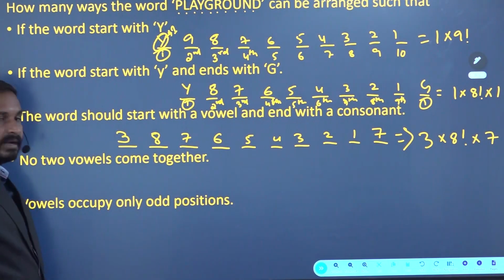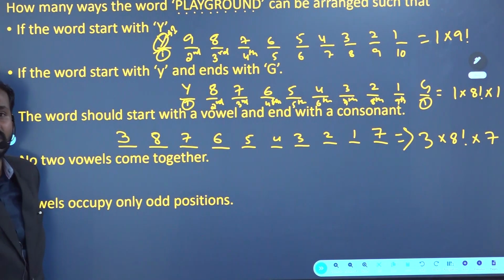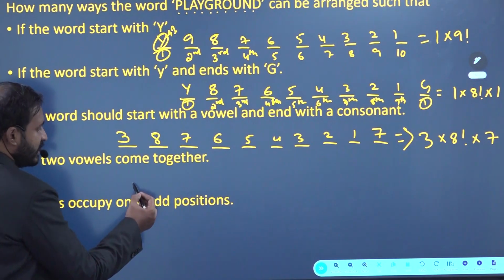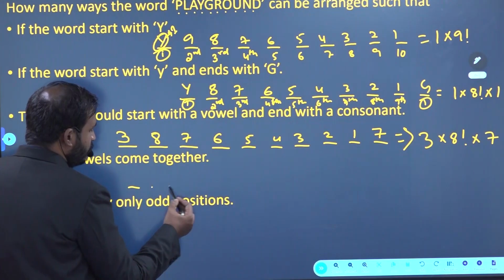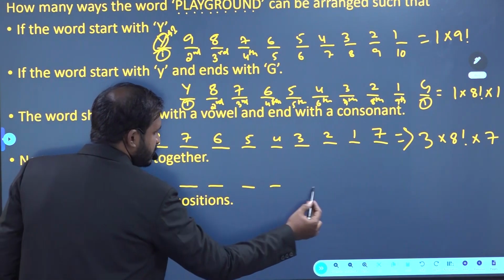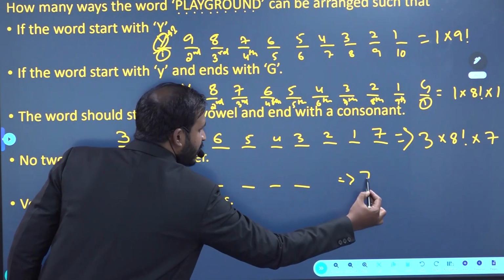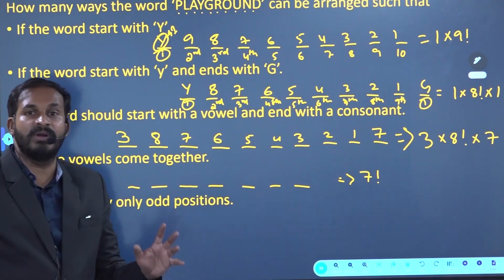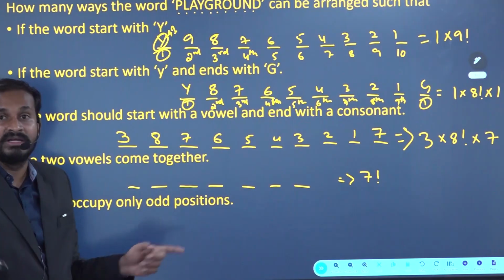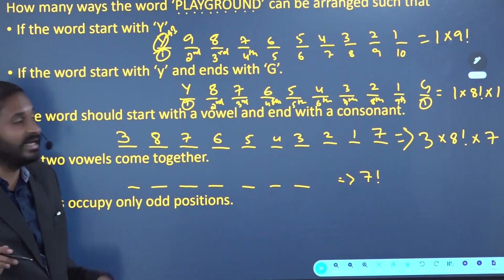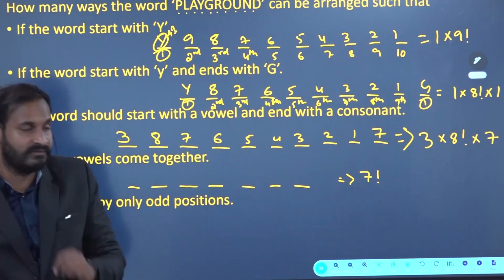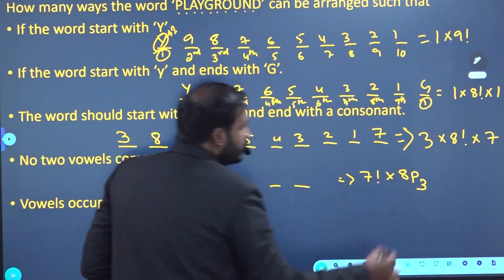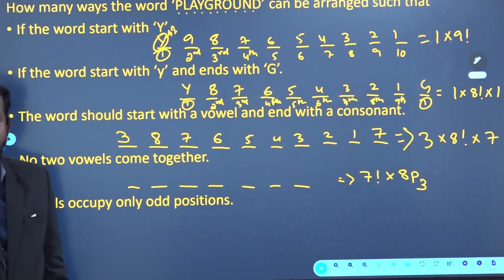No 2 vowels come together. That means what? First of all, I should arrange the consonants, right? So 7 consonants are there for me: 1, 2, 3, 4, 5, 6, 7. So 7 consonants can be arranged in 7 factorial ways. Between these 7 consonants, how many gaps will we have? One more than that, right? I will have 8 gaps. In those 8 gaps, how many vowels do I need to fill? 3 vowels. So 7 factorial into 8P3. Understood, students?